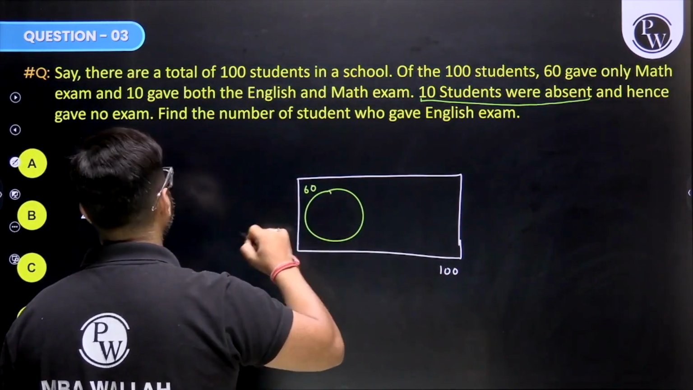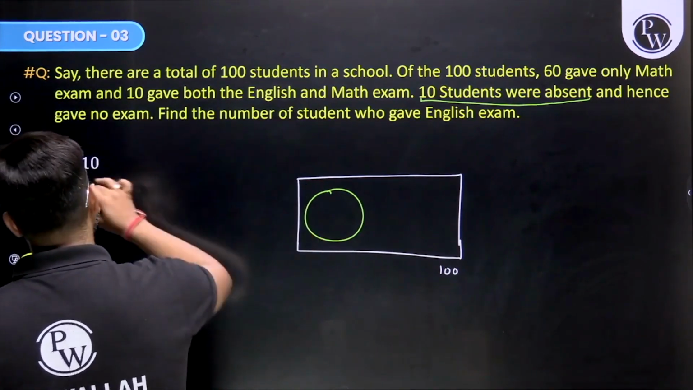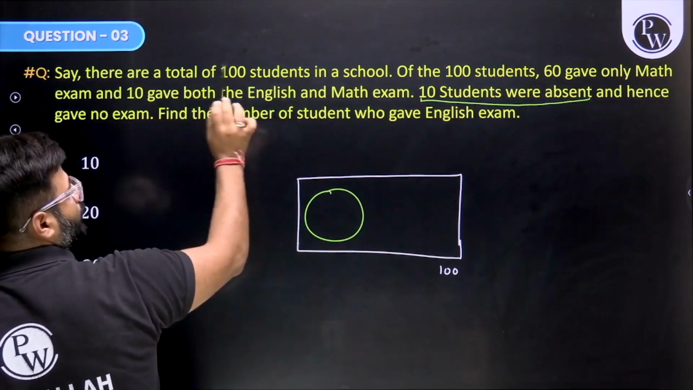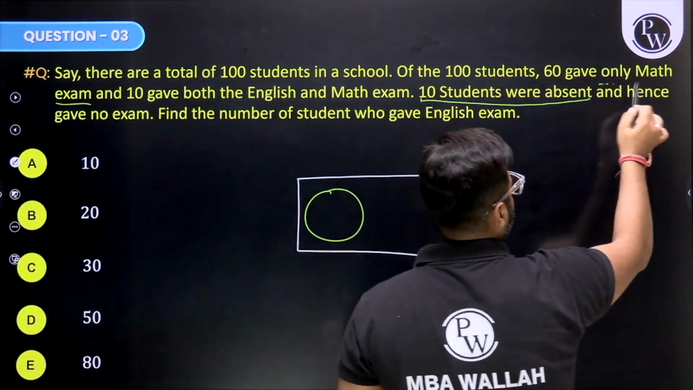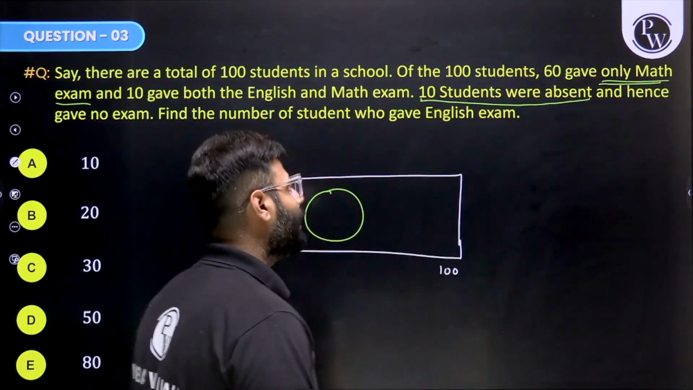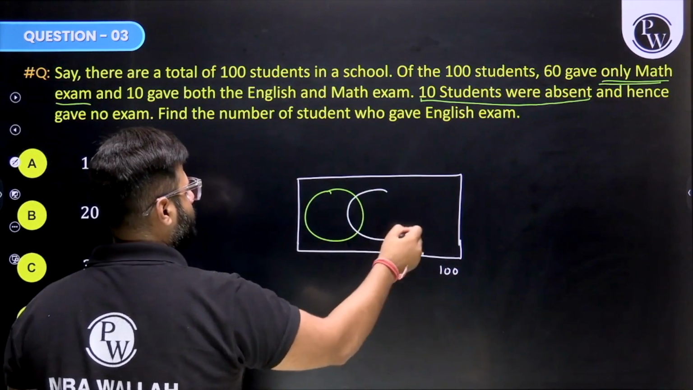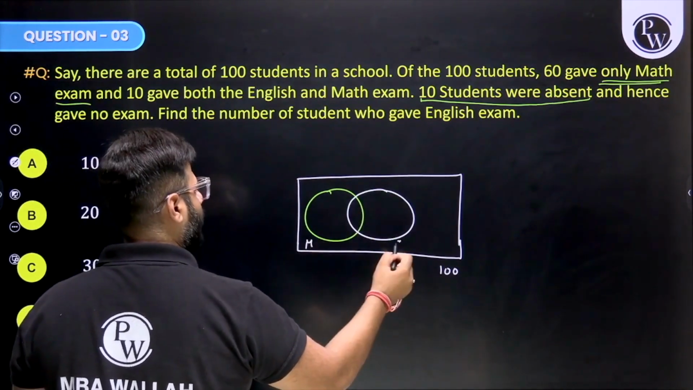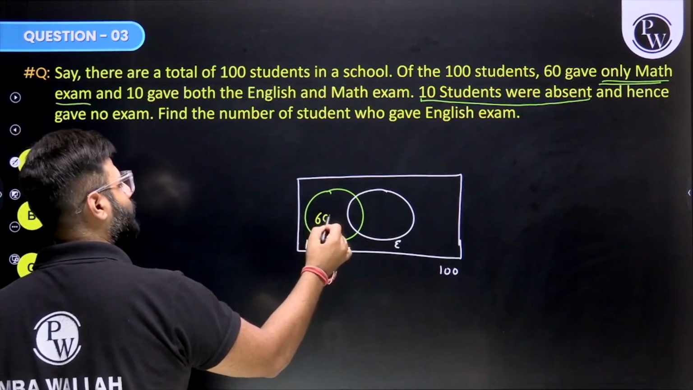Perfect. Okay, now be very careful. Here what they have given us is 60 gave only math. Do you see this word? So these are not the ones who are giving math exam. These are only math exam. So this is a math. What is the other exam? We have English, right? So M and E.